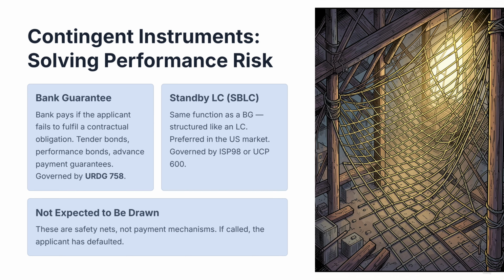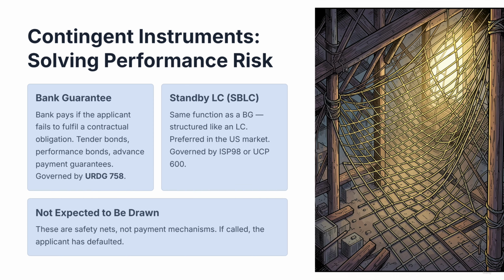The standby letter of credit functions in the same way, a contingent payment undertaking that is only called upon if the applicant defaults. It is structured like an LC but used like a guarantee. It is the preferred instrument in the US market, where banks have historically faced regulatory restrictions on issuing guarantees directly. Outside the US, you will see both BG and SBLC used depending on the jurisdiction and the counterparty's preference.